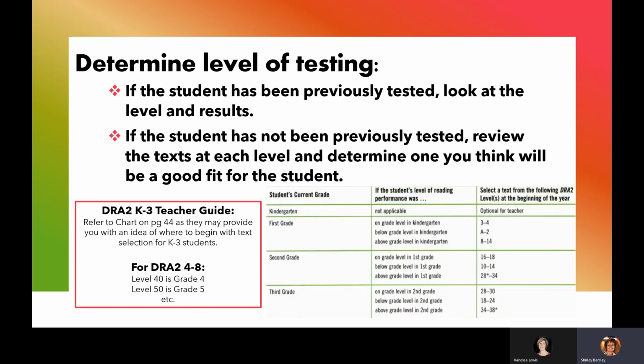And so, like I said before, you would refer to the chart on page 44 for the K-3 kit, and for the grades 4 to 8 kit, level 40 would be grade 4, level 50 would be grade 5, and so on. And you can just see the little snippet there on page 44. It just sort of gives you a starting point about where you would start. If for the first grade you think that they're at grade level, then you would choose levels 3 and 4 and so on. So that's just a little snippet from page 44 in the teacher observation guide.